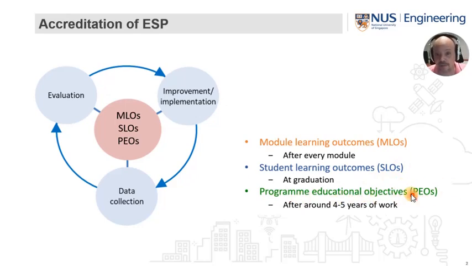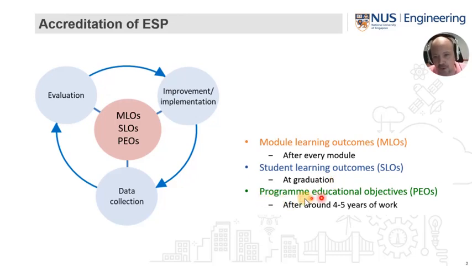Now, what are these? Well, the MLOs are module learning outcomes that you should possess after every module that you take with ESP. So at the end of every module, you will have a set of module learning outcomes. And all of these module learning outcomes for the modules that you take, they will contribute to the student learning outcomes, given in blue here, the SLOs, and these are the attributes, skills, and attitude you should possess at graduation, at the day that you graduate from ESP.